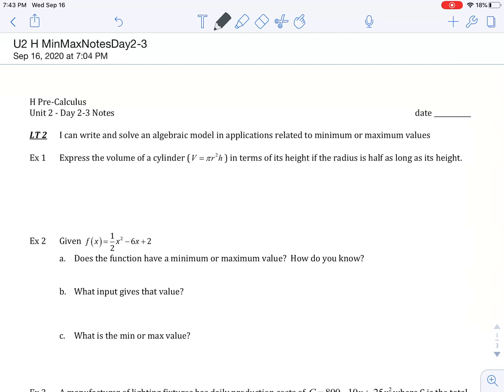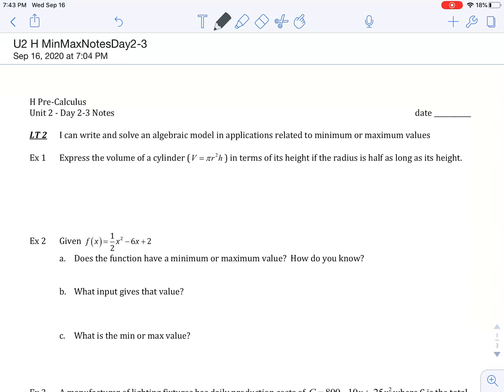So the first part is to express the volume of a cylinder in terms of its height if the radius is half as long as its height. Alright, this is similar to yesterday's notes, the problem that was like, express the circumference of a circle in terms of its area, right? So this is the same thing. I told you guys to stop and write the equation down before you hit the word in terms of, okay?